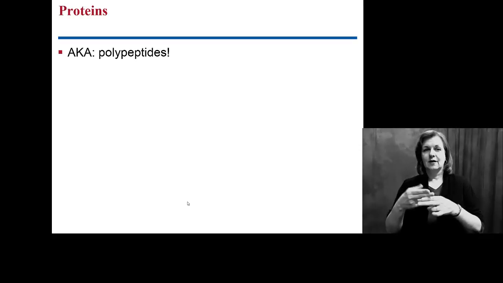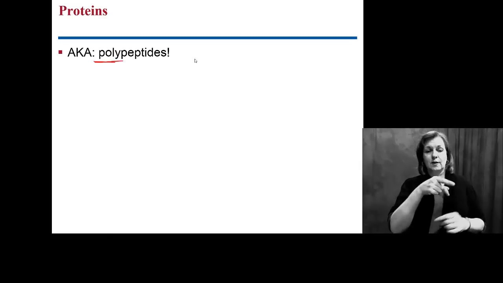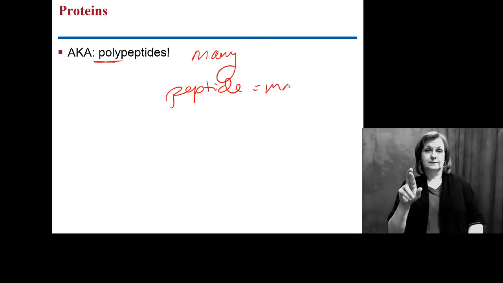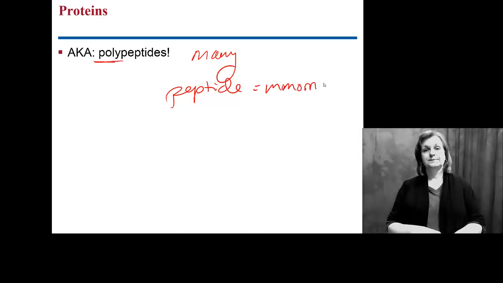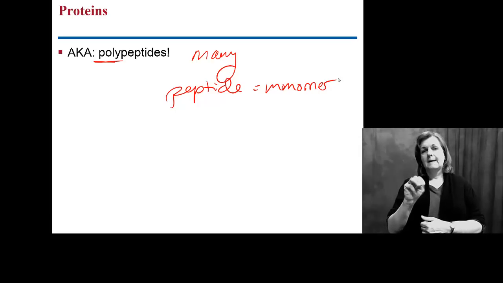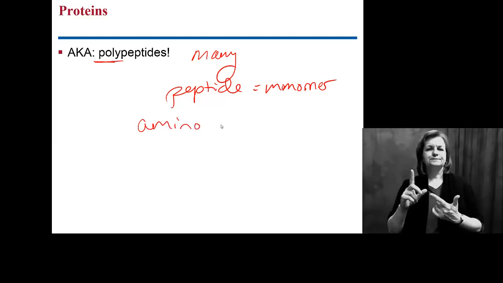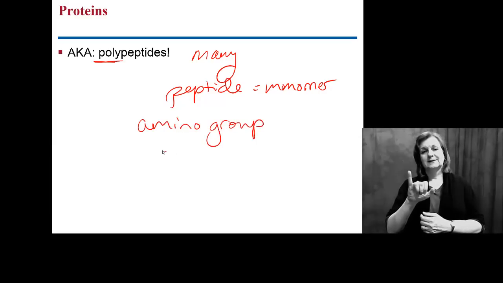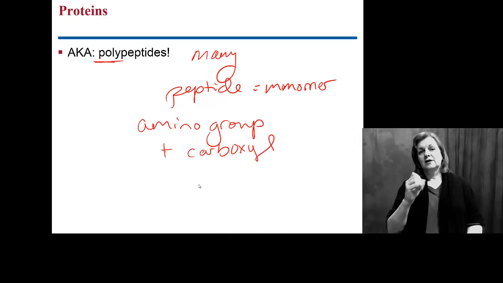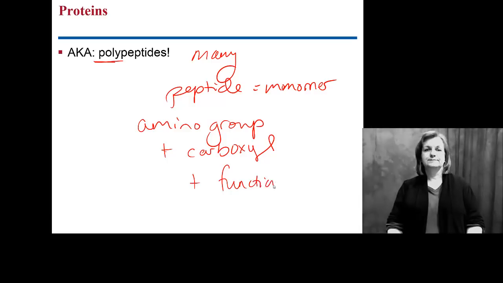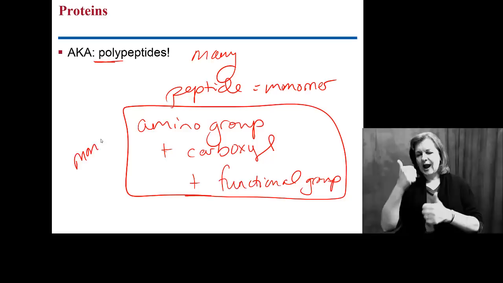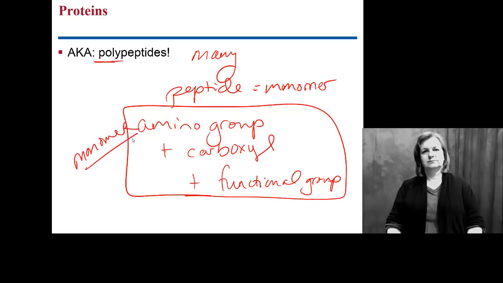When we talk about proteins, we're actually talking about something known as a polypeptide. Poly is many. Peptide is the monomer for proteins. So when we look at these guys, we're going to take an amino group that we saw before in our functional group. We're going to add a carboxyl, and we're going to add a functional group. This is the basic monomer for every single protein in your body.